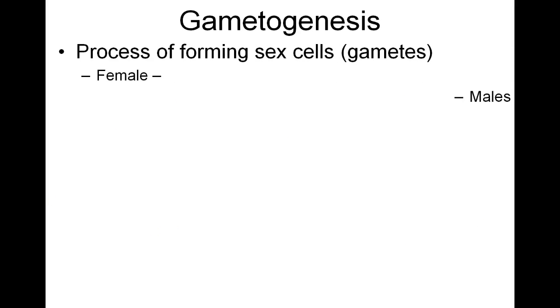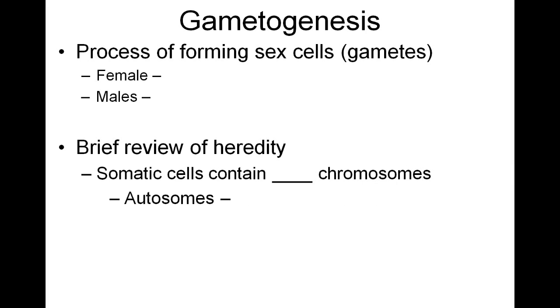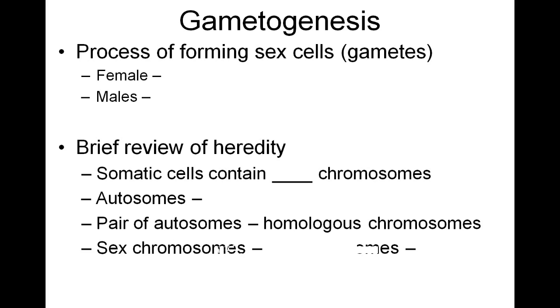Okay, now gametogenesis is how we form eggs and sperm. In females, it's oogenesis. That's how we make eggs, and in males, it's called spermatogenesis. Okay, and then a brief review of heredity. We talked about meiosis in lecture, so I'm just going to skip over it to keep the video short.